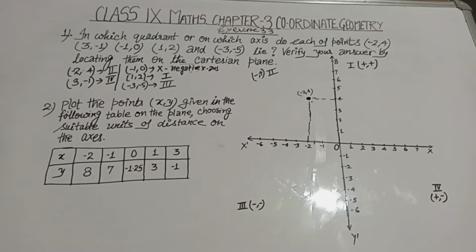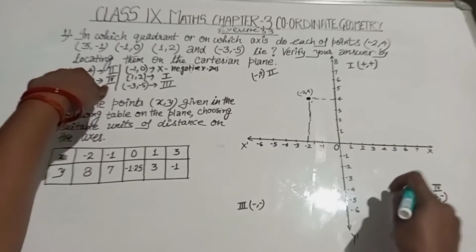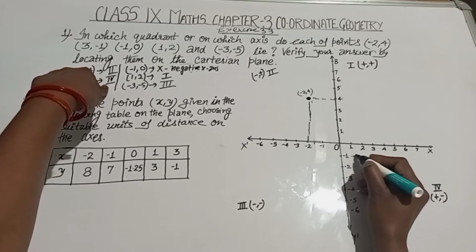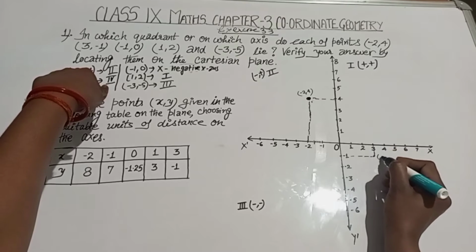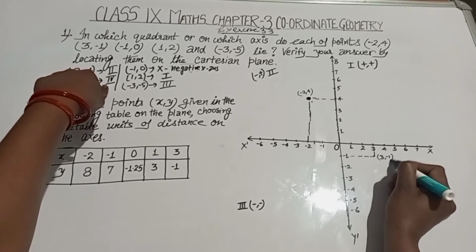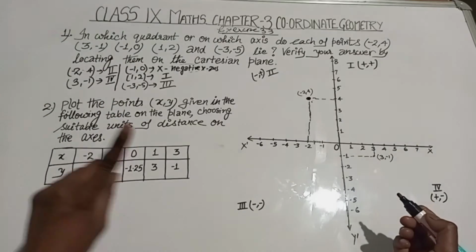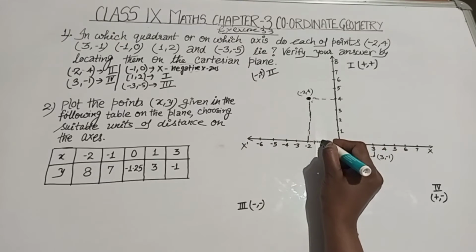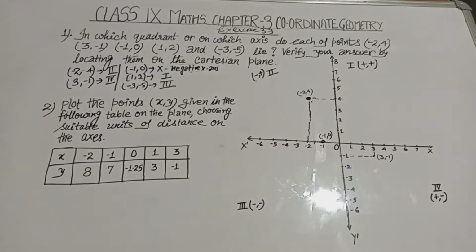The second one is 3 and -1. So 3 is here. This is in the fourth quadrant. So here is 3 and -1. Okay, so let us do -1 and 0. It is on the x axis negative, so x axis negative is here. So here is -1 and 0.